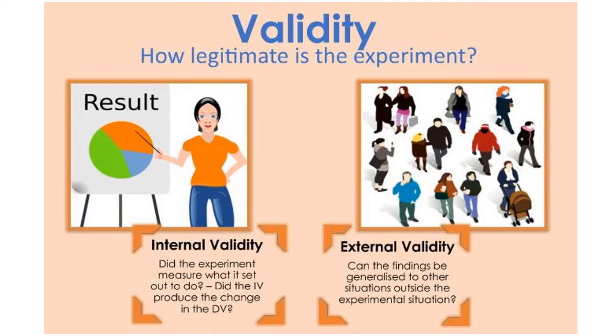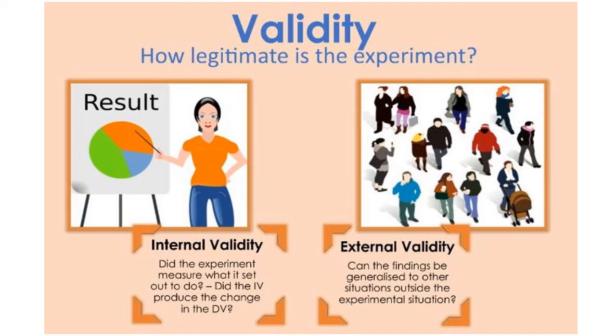So to this end, what those two points were talking about was validity. How legitimate is the experiment? And we talk about two types of validity. Internal validity: did the experiment measure what it set out to measure? Did the IV, independent variable, produce the change in the DV, or dependent variable? And secondly, external validity: can the findings be generalized to other situations outside the experimental situation?